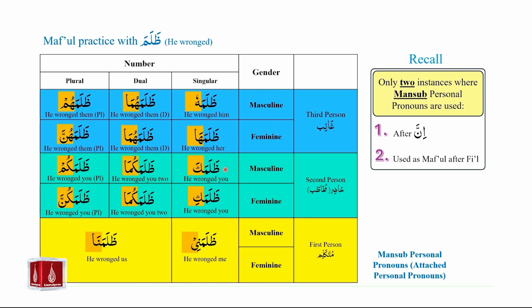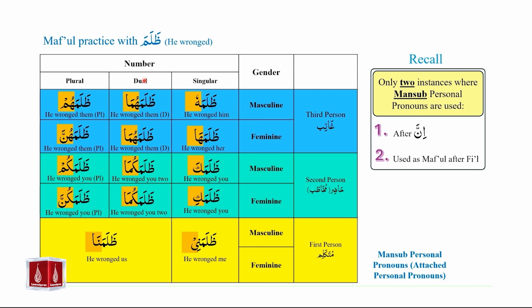Zalamaka, he wronged you. Zalamakuma, he wronged you two. Zalamakum, he wronged you, referring to plural and masculine. Zalamaki, he wronged you. Zalamakuma, he wronged you two. Zalamakunna, he wronged you, referring to plural and feminine. Zalamani, he wronged me. Zalamana, he wronged us.